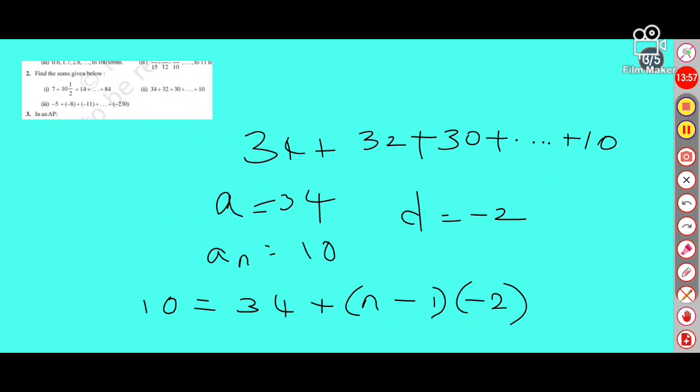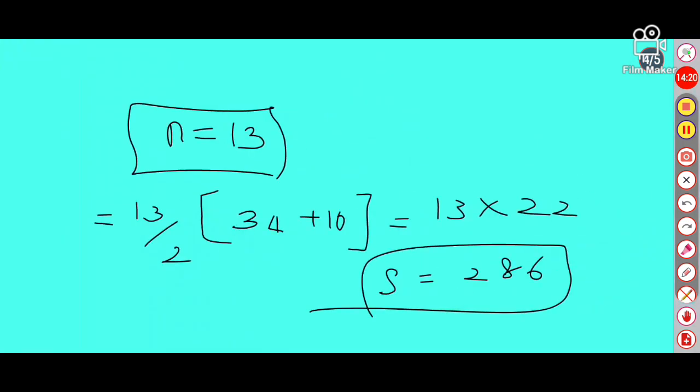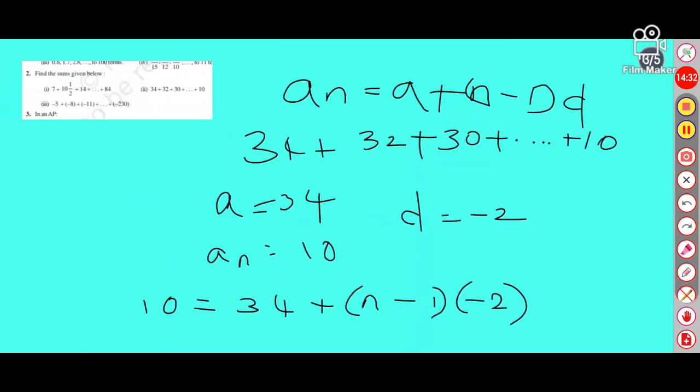Similarly, the third question, you just work it out by yourself. The same thing: write the value of a given in the question, find the common difference. They have given the an value, so use the same formula I used in the second subdivision, an equals a plus n minus 1 into d. With this you find the value of n, then substitute in the formula Sn equals n by 2 into a plus an, which gives the value of the sum. So try the third subdivision in the second problem, and if you didn't get the answer, text me in the comment section. In the next video we'll work it out.